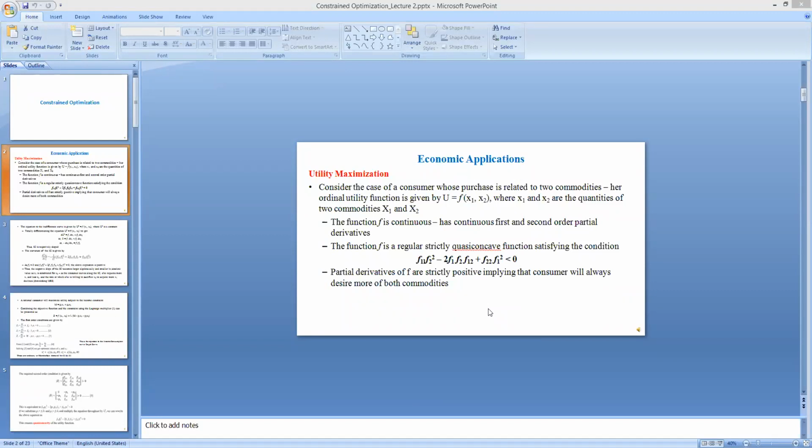And the second issue is output maximization and the dual problem, cost minimization. Or you may consider cost minimization as the primal problem, then output maximization will be the dual problem. So these two important economic contexts are two important pillars in the context of constrained optimization.